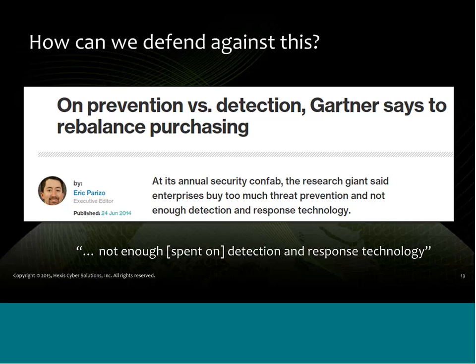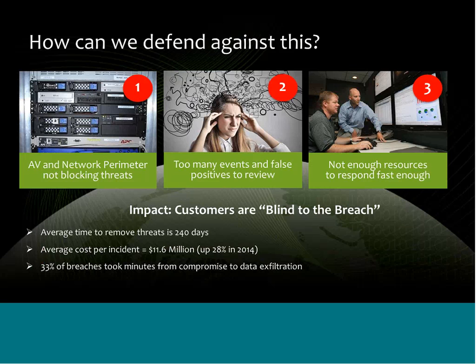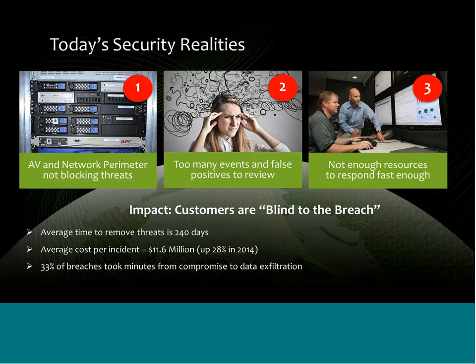That's where Gartner is saying it's time to rebalance purchasing. That's code word for let's look at other technology in addition to prevention at the network. That's what we're doing with HawkEye G, because of the problems I just went through and probably the problems you're experiencing in your environment. AV's not working as well. Network perimeter is not blocking those threats. Too many events and false positives.